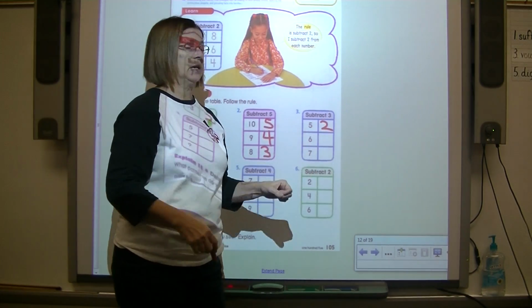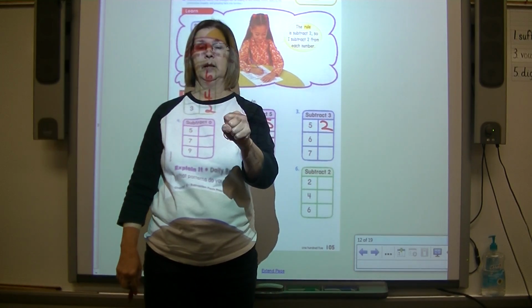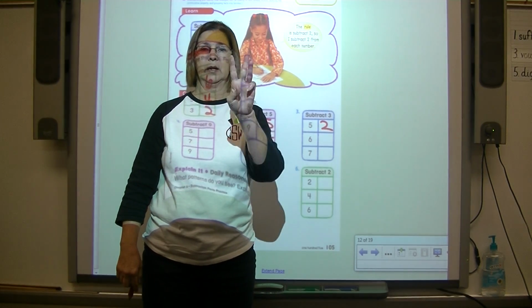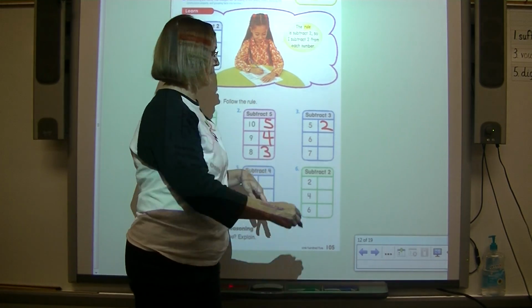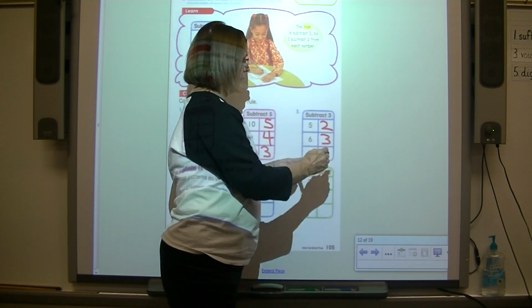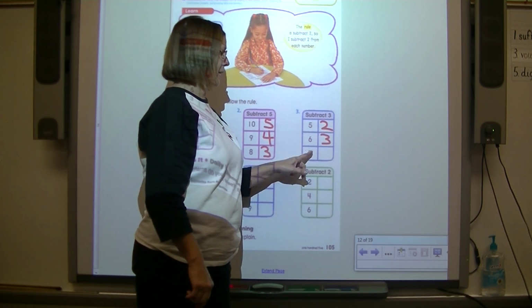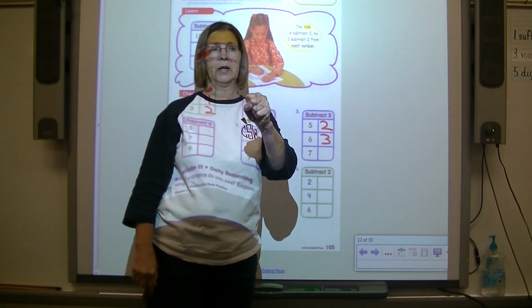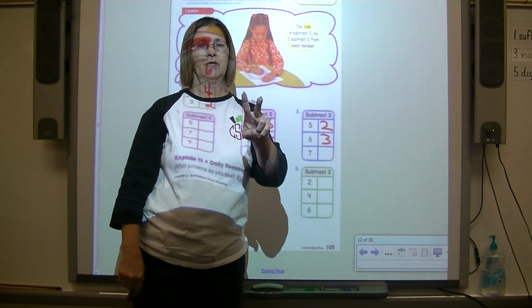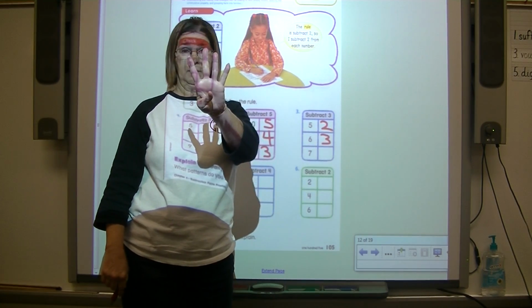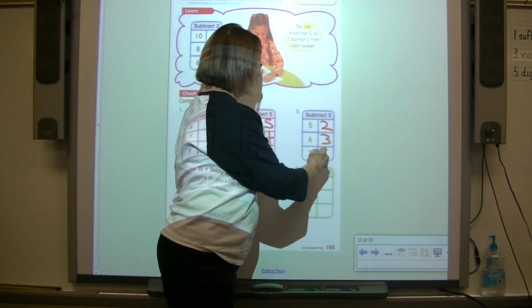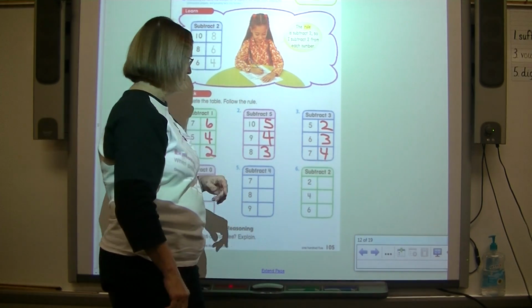3, count up to 6. Do it with me. 3, 4, 5, 6. How many? 3. 6 minus 3 is 3. 5 minus 3 is 2. 7 minus 3, let's start on 3 and count up. 3, 4, 5, 6, 7. How many? 4. 7 minus 3 is 4.